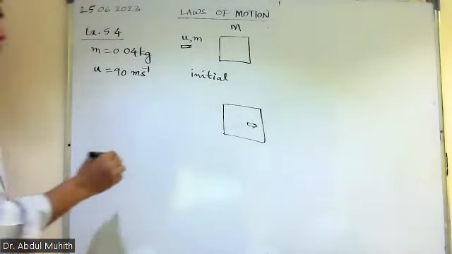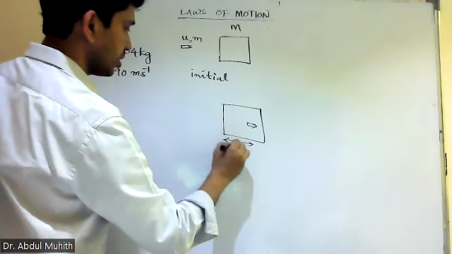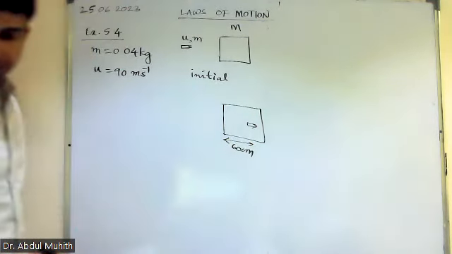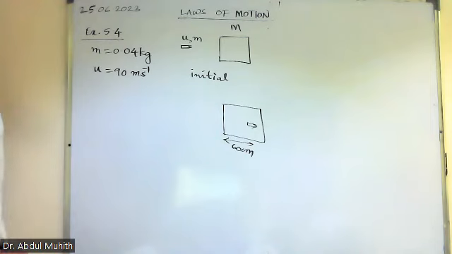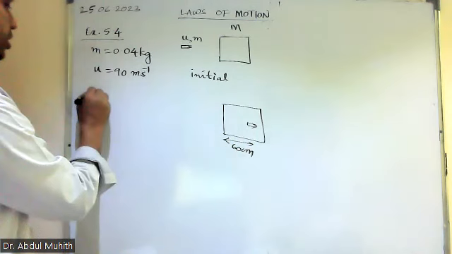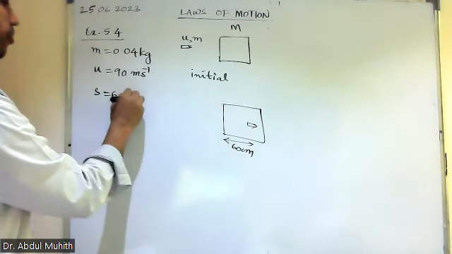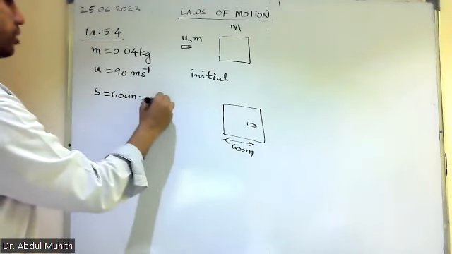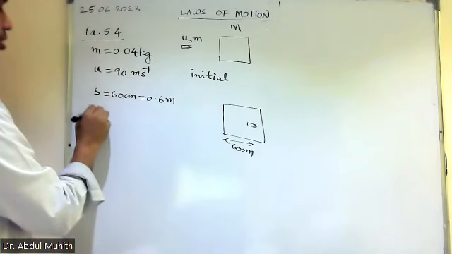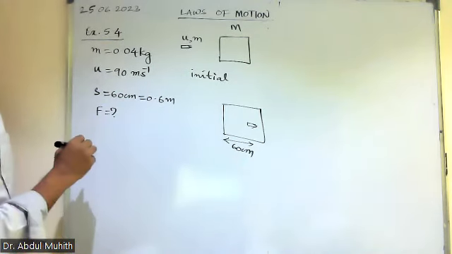Stopped after a distance of 60 centimeter. So now, what is the average resistance force exerted by the block on the bullet? So distance is equal to how much? 60 centimeter. Convert into meters, 0.6 meters. He is asking what is the resistive force.